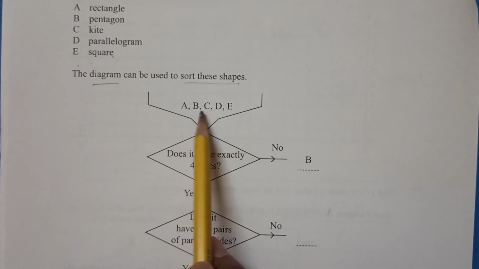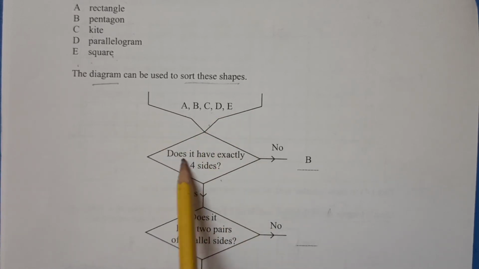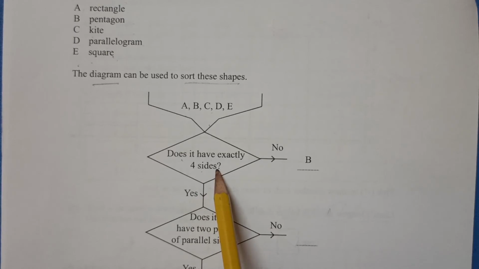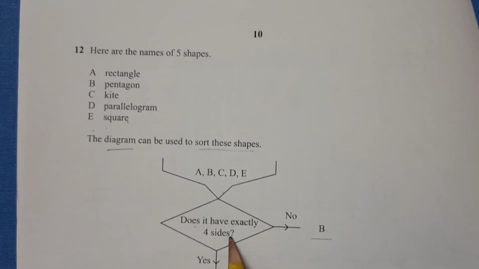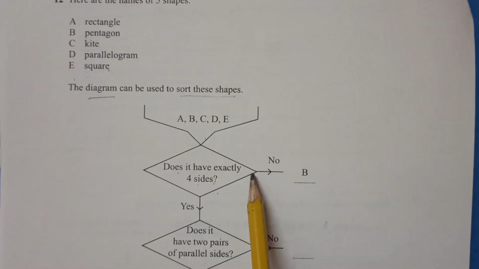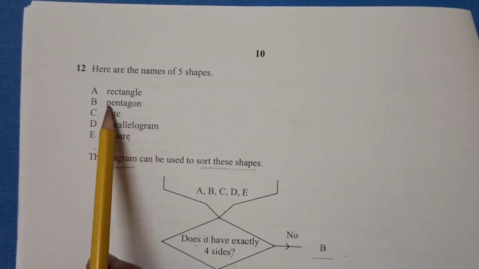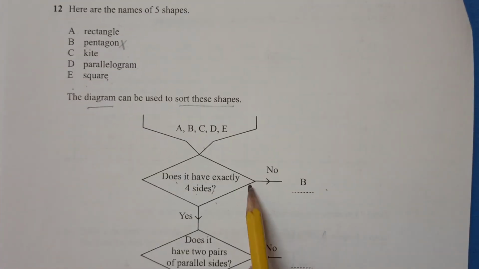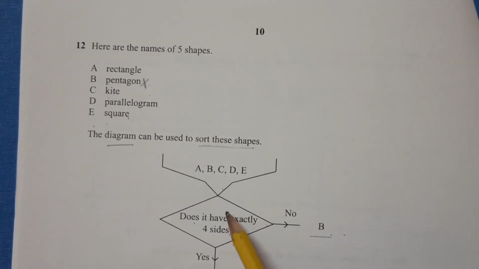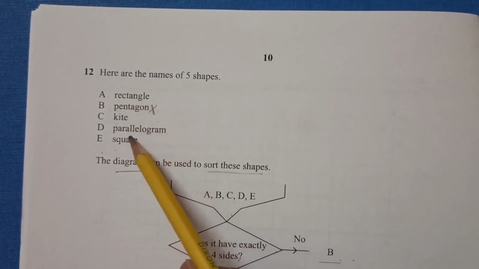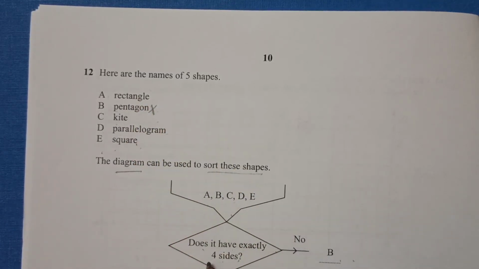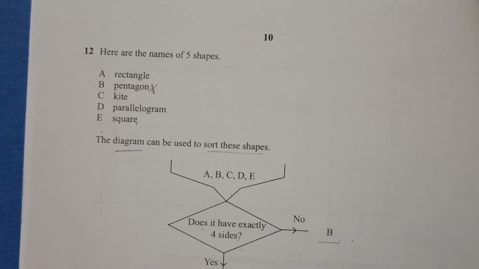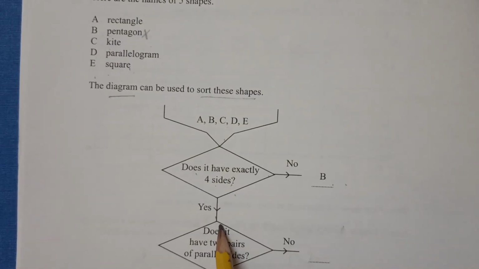So A, B, C, D, E, we are putting it here. Does it have exactly 4 sides? So which of these have exactly 4 sides? If it's no, then it will go here. So pentagon has 5 sides, so this is in no, so B will come here. Now yes, all the others have 4 sides, so they all came here. So we have here now A, C, D and E, right?